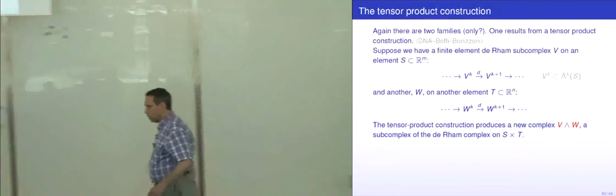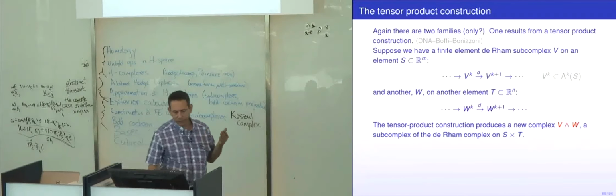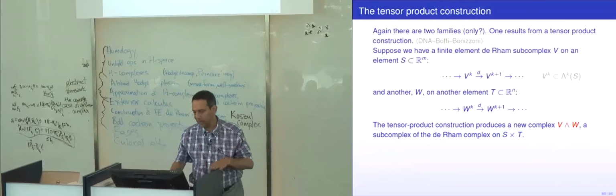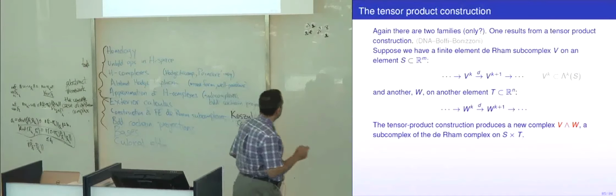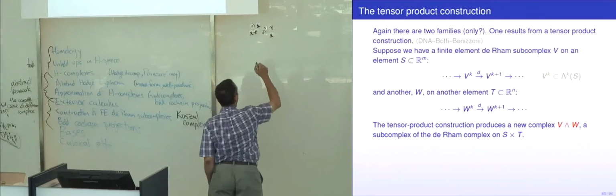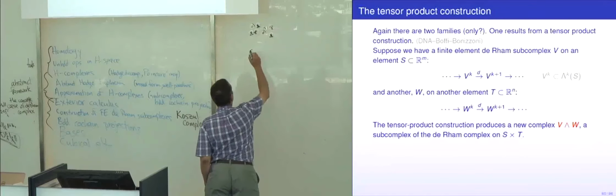So the one that's long known is nice, and I think it's one of these things that thinking about it in the finite element exterior calculus context helps make it clearer, and that's the tensor product construction. So suppose I have two different domains, omega and omega prime.